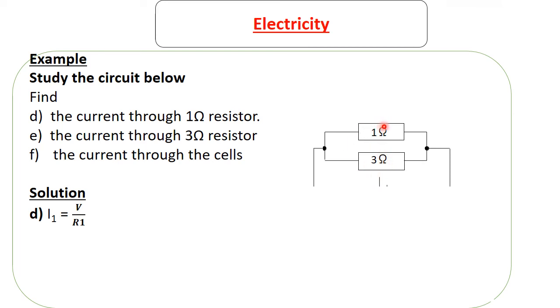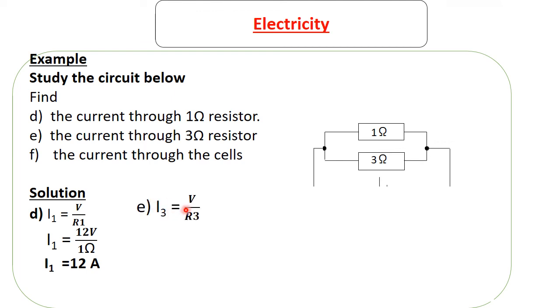So the easiest way is to use Ohm's law here. We know the voltage across the two points is the same as the EMF, the 12 volts. So we can use that voltage and the resistance here to get the current. Current through resistor 1, we call current 1, is equal to voltage over resistor 1. The voltage here is 12 volts, and resistor 1 is 1 ohm. So 12 volts divided by 1 ohm gives us 12 amps as the current through resistor 1.